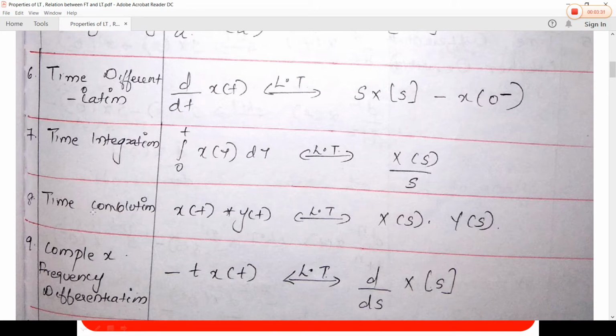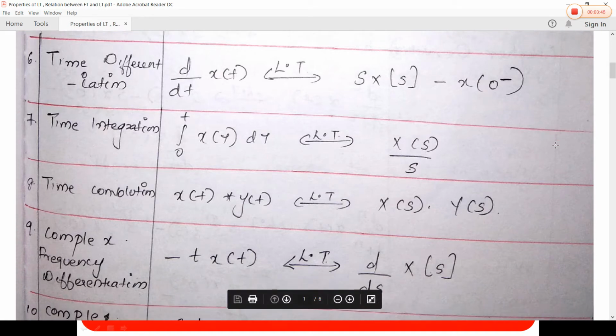Next property is time convolution, x of t convolution y of t. Laplace transform will give x of s into y of s. That is, convolution in the time domain is equivalent to multiplication in the frequency domain.